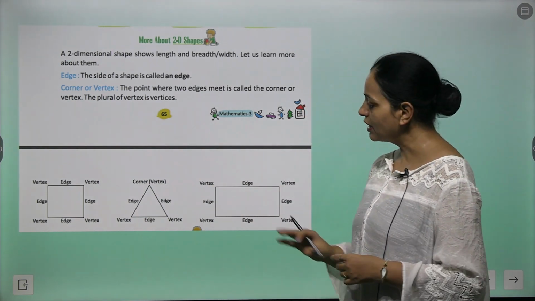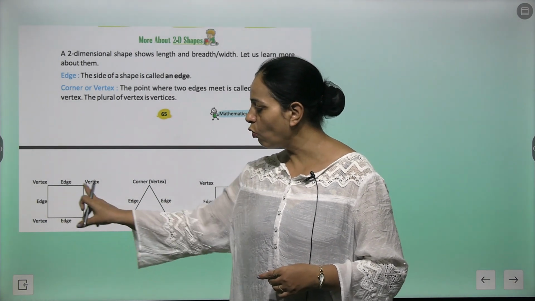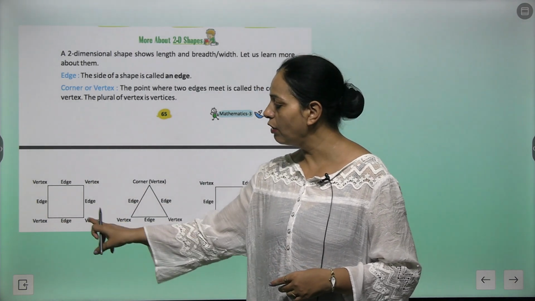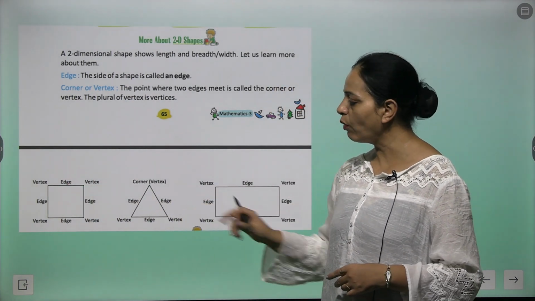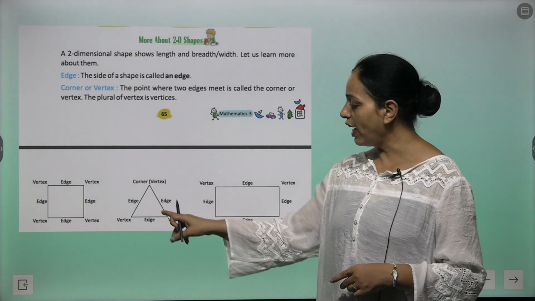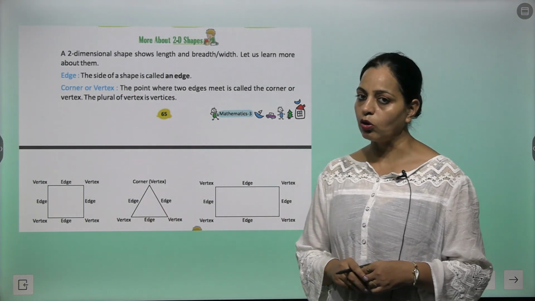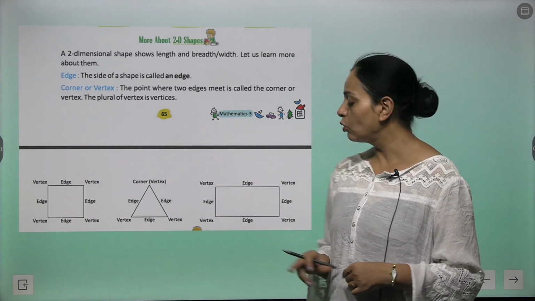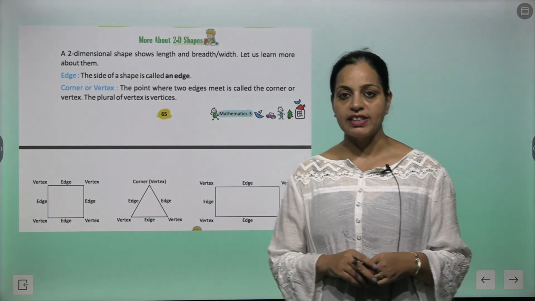Okay. So you can see some figures given over here, like the first one, it's a four-sided figure. You can see four edges and four vertices, four corners. You can see the second one. It's a triangle, three edges or three sides and three vertices or corners. You can see this one also four-sided again. So how many edges? Four edges and four vertices, right?